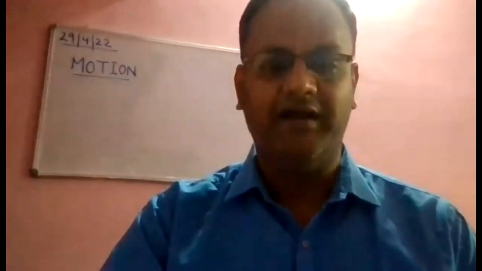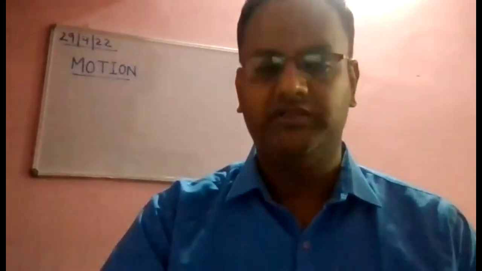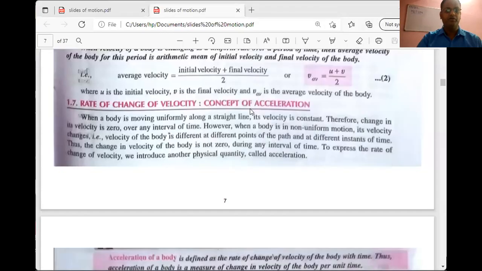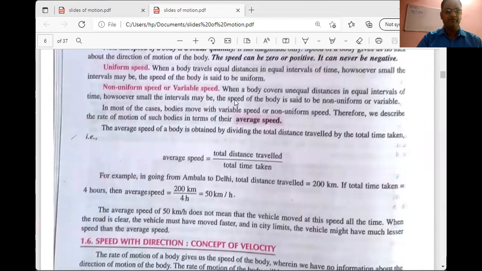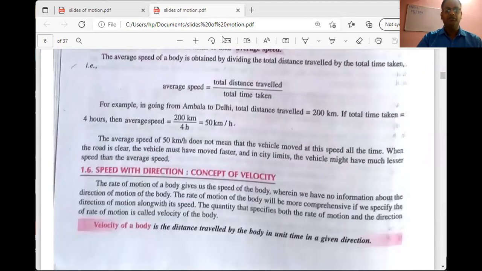Now, students, after this, we are coming to the next portion of the chapter, the lesson, that is the concept of velocity. Today we will be doing the concept of velocity. That is speed with the direction.